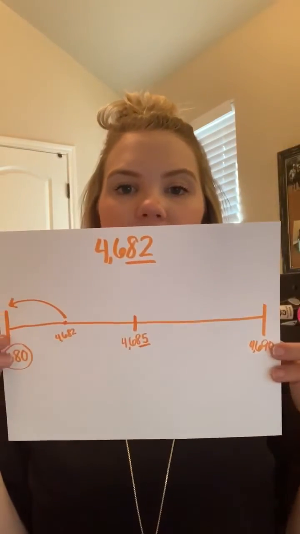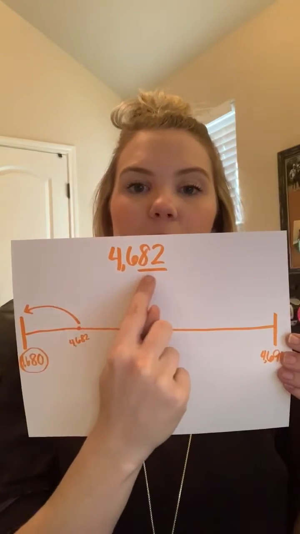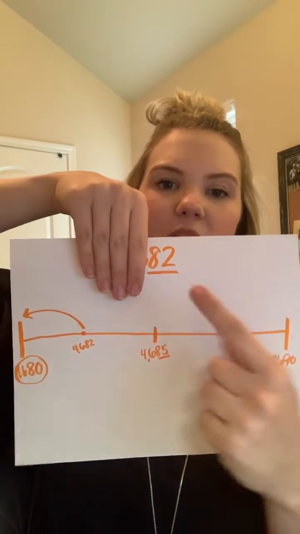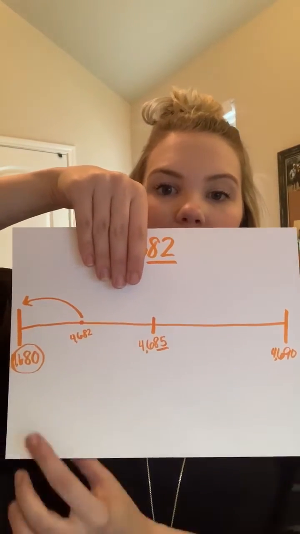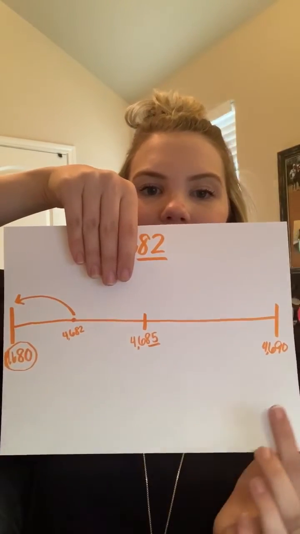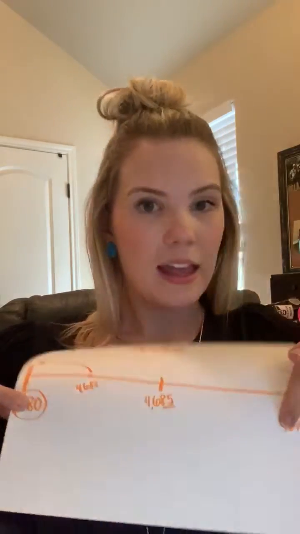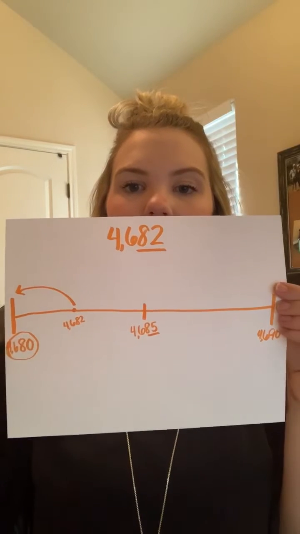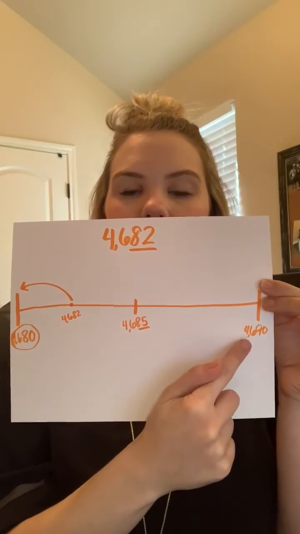Here's another example. 4,682, and I want it rounded to the nearest 10. So I underline my 10s in my ones place. And remember, guys, you can just cover that thousands and hundreds place, and you can ask yourself, what 2 10s is 82 between? Well, 82 is between 80 and 90. So I put my 80 and my 90. And then, guys, I just add the 4,600 to the front. So now I've got it's between 4,680 and 4,690.